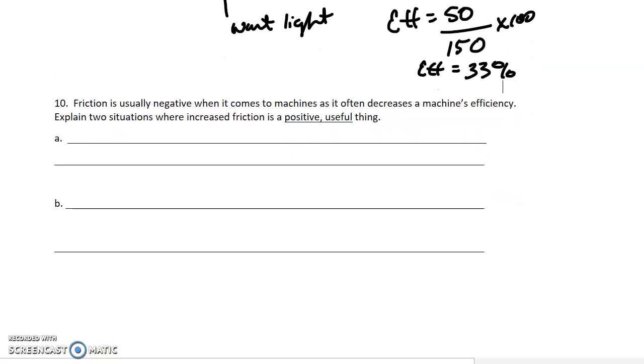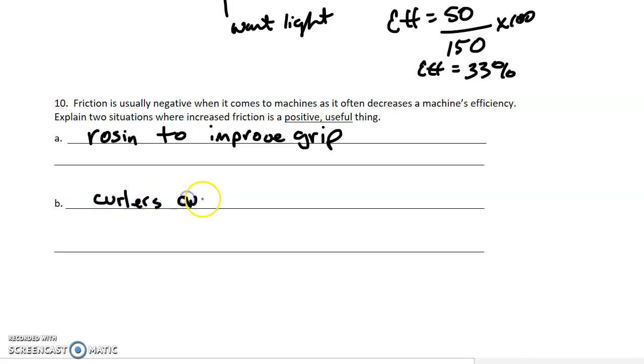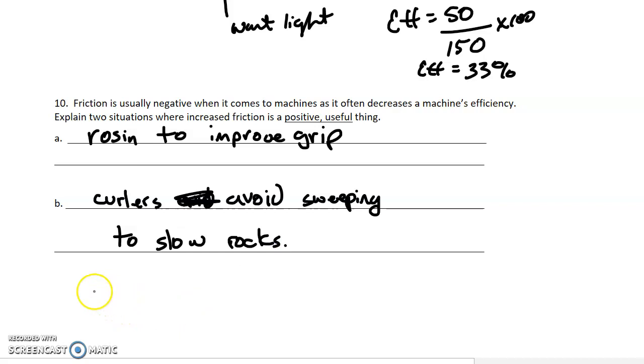Friction usually is considered a negative when it comes to machines, but it can also be considered a positive thing. Rosin to improve grip in gymnastics could be an example of something where you want friction. Curlers avoiding the sweeping, to slow rocks. And another one I'll put there is tires to grip the road.